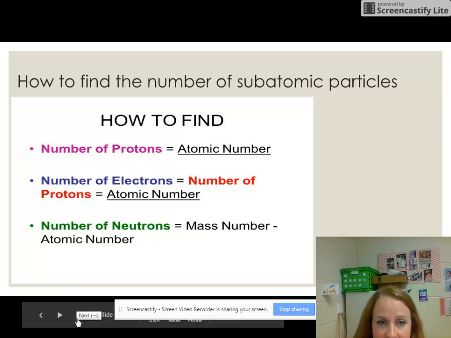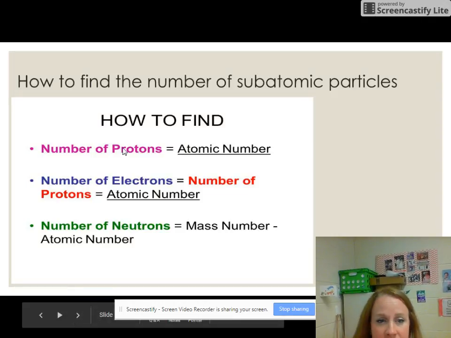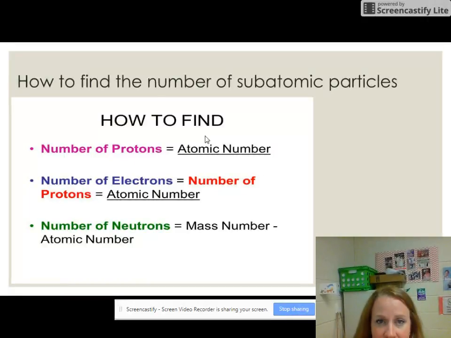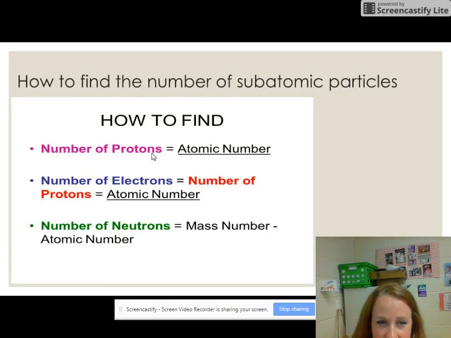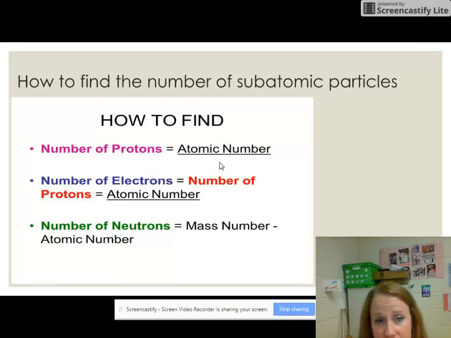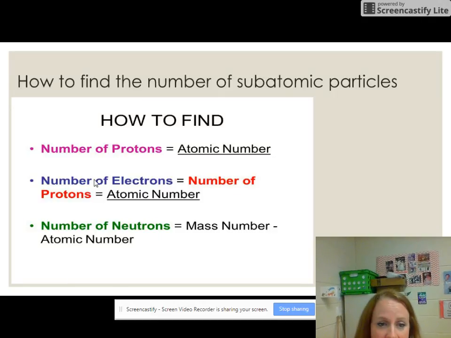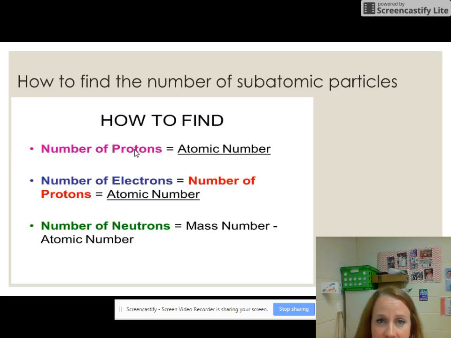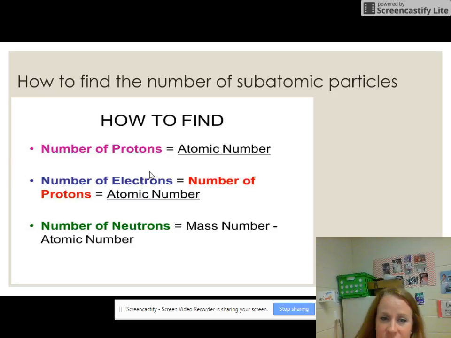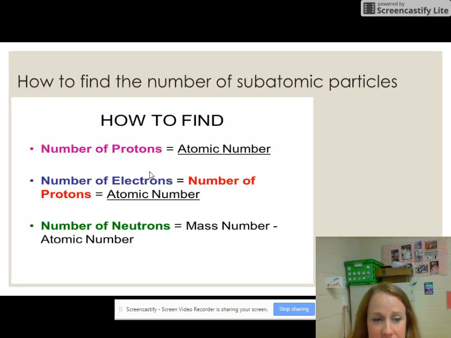Okay, so how do we find the number of subatomic particles? The number of protons is the atomic number. If you see here, it kind of spells out PAN. If that helps you, use it. So the atomic number gives us the number of protons. The number of electrons is going to be the same as the number of protons. So whatever you put for the number of protons, you could also put for the electrons.